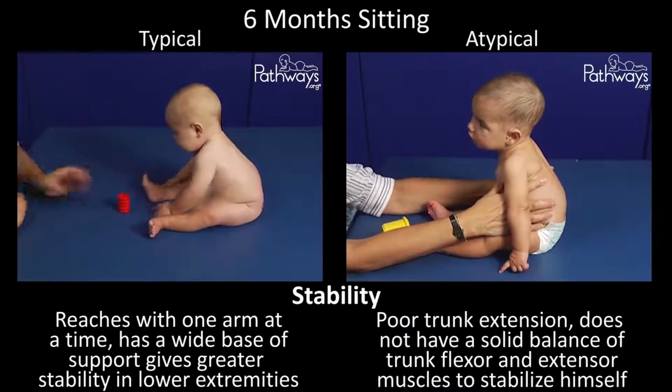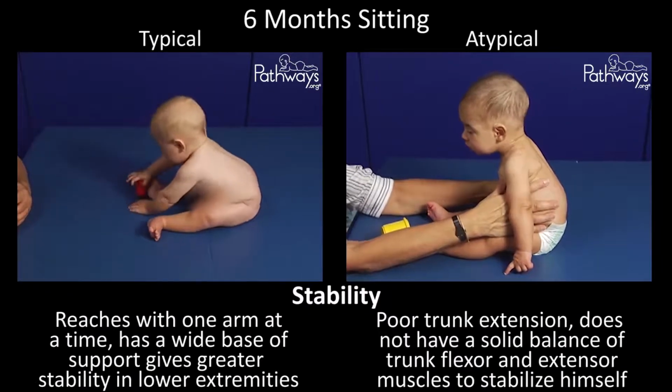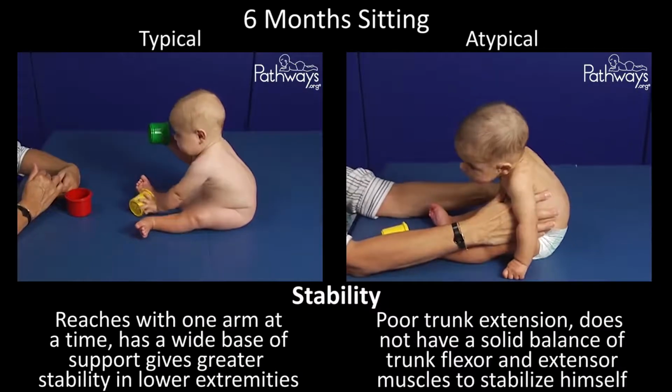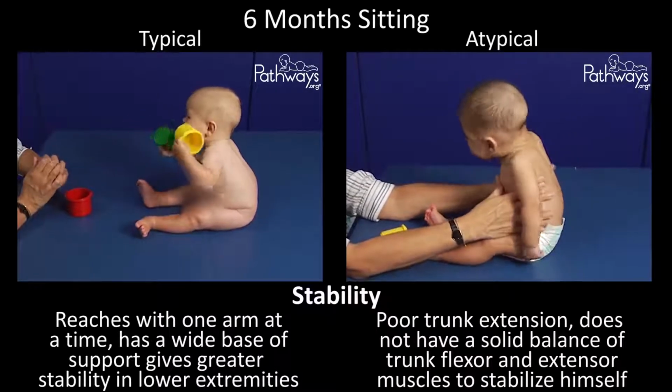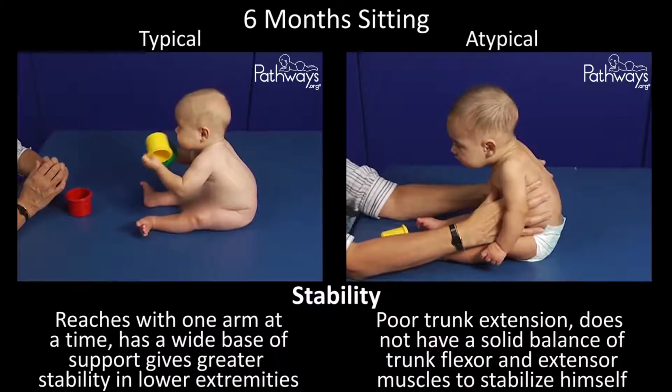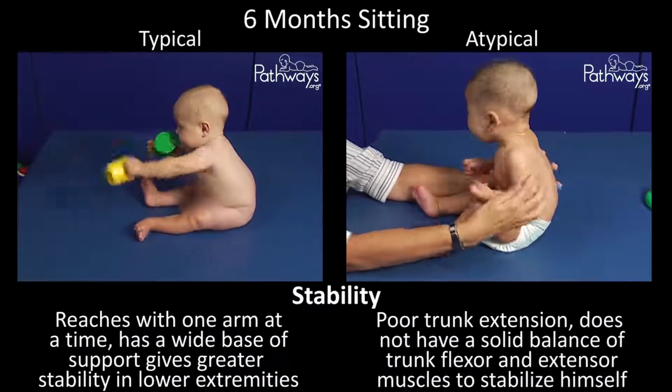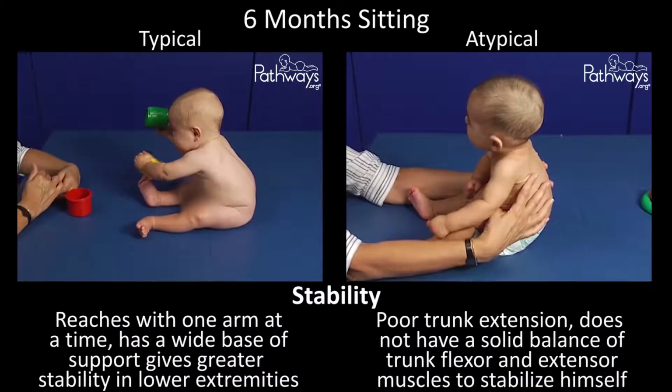Stability. The typically developing baby is able to reach with one arm at a time. His wide base of support gives him greater stability in his lower extremities. The baby on the right has poor trunk extension and does not have a solid balance of trunk flexor and extensor muscles to stabilize him.